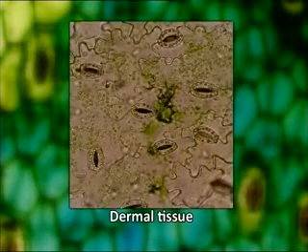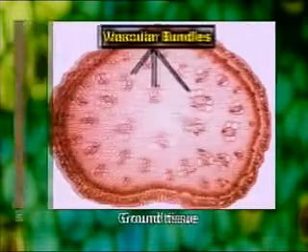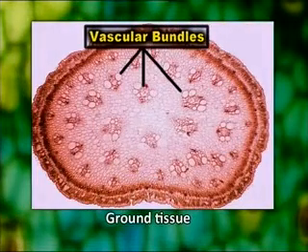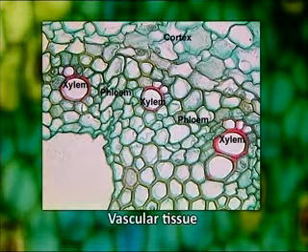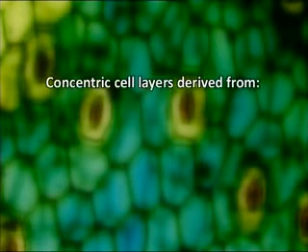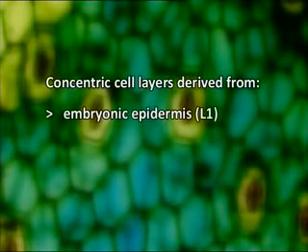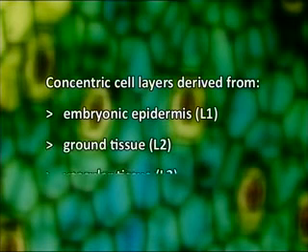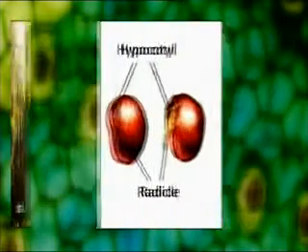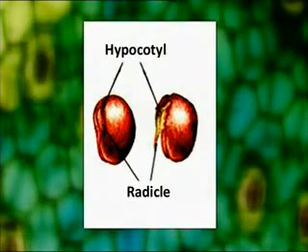The roots of the mature plant provide support and facilitate the uptake of nutrients and water. Although different plants show tremendous variation in root morphology, the basic anatomical elements of the root are the same, consisting of dermal tissue, that is epidermis; ground tissue, that is cortex, endodermis, pericycle; and vascular tissue, that is phloem and xylem. These concentric layers are derived from the embryonic epidermis, that is L1, ground, that is L2, and vascular, that is L3 tissues. When the embryo germinates, the root that emerges is called radicle or primary root.